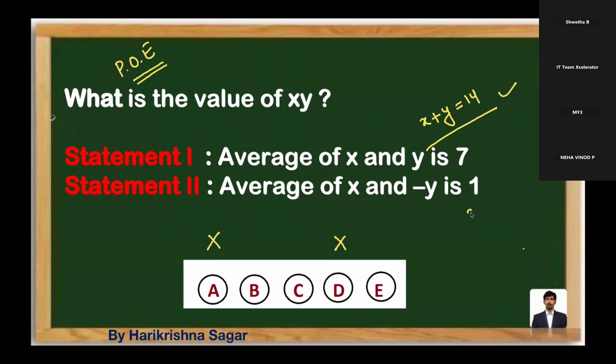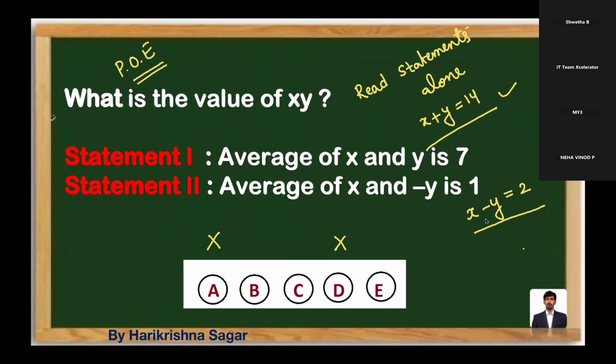And what is the second one? The average of x and y minus is 1. That means (x minus y) by 2 is 1, so x minus y is equal to 2. And a very, very important instruction: when you are reading statement number 2, read only statement number 2. Don't carry forward the statement number 1 information to statement number 2. This is a common mistake students make. That's why the important instruction for you is to read the statements alone. Keep this in mind.